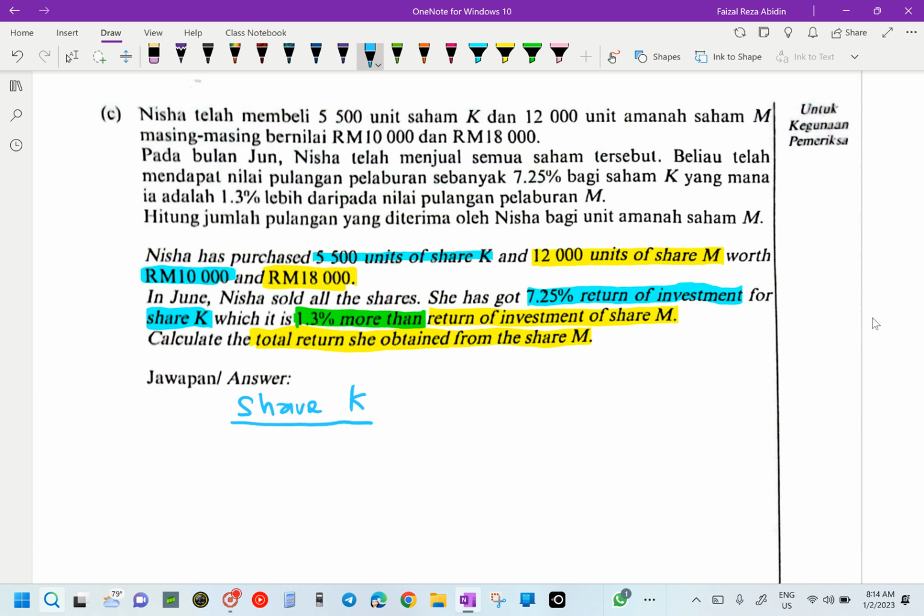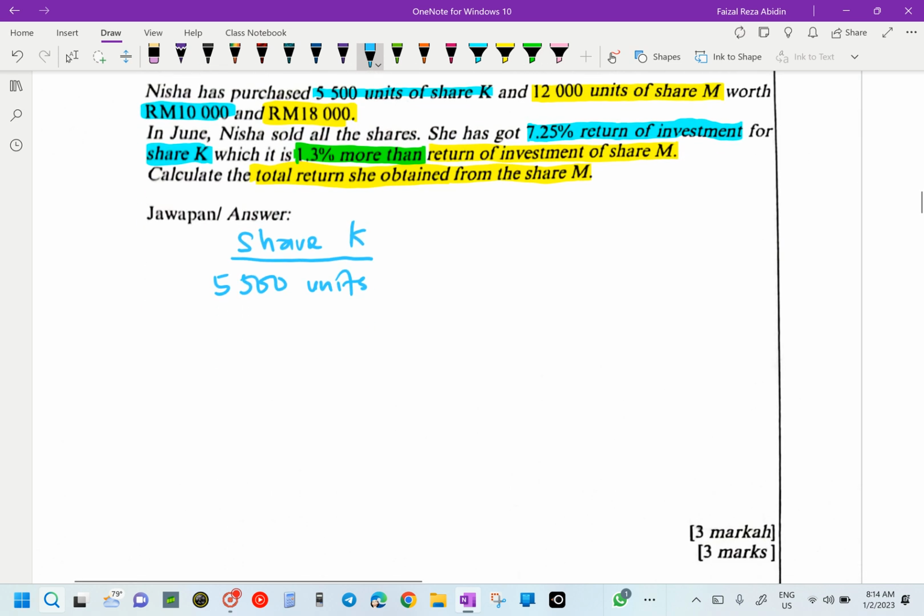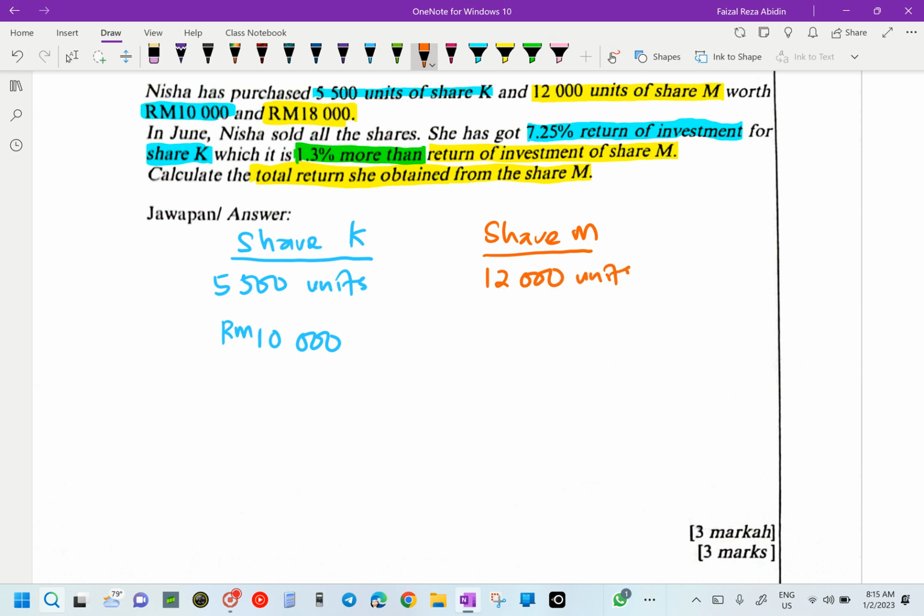Share K, she purchased 5,500 units. That's the first one. The price that she paid here is 10,000. Then what we have is share M. She bought 12,000 units and the price she paid is 18,000. That's from the first paragraph. You must understand that one first.